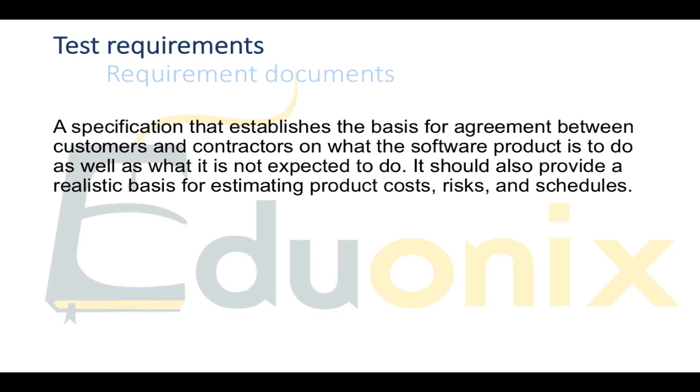Now, the requirements document is a specification that establishes the basis for an agreement between customers and contractors on what the software product is to do, as well as what it is not expected to do. It should also provide a realistic basis for estimating product costs, risks, and schedules.